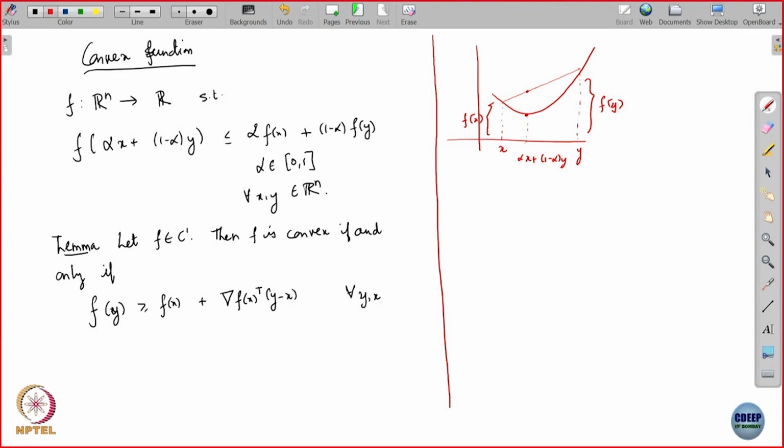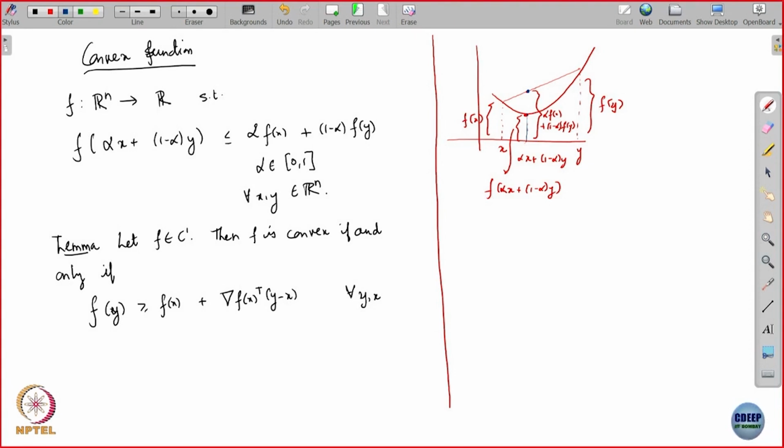So, if I take the convex combination of the function values, that gives me this height. This is actually alpha f x plus 1 minus alpha f y. And what is this height? This height is simply f evaluated at alpha x plus 1 minus alpha y. And sure enough, this function is convex, because as you can see, this height is greater than this height here. The height alpha f x plus 1 minus alpha f y is greater than the height f of alpha x plus 1 minus alpha y. So, this sort of function is convex.